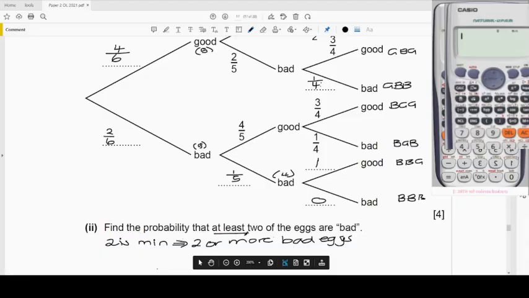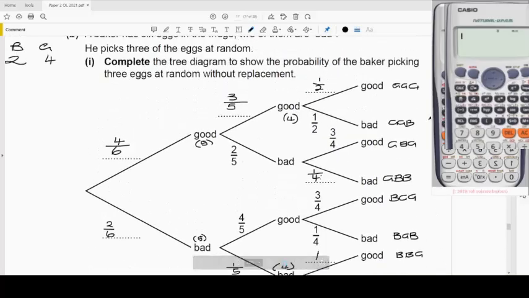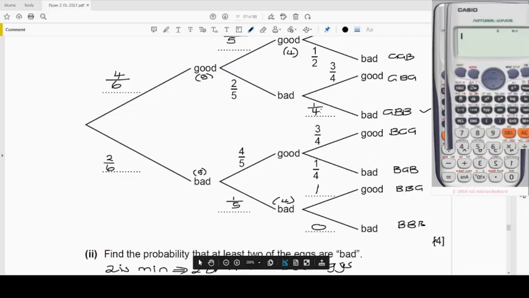Okay, so back to our question. We have to find the probability that at least 2 of the eggs are bad. Okay, so we want to look at all the scenarios where we have 2 bad eggs. So this first one, 3 good, not what we're looking for. 1 good, not what we're looking for. 1 bad, not what we're looking for. 1 bad, not what we're looking for. 2 bad, yes, this we're going to multiply the probabilities and then we'll add that to another one where we have 2 bad. So the next one here, bad, good, good, not what we're looking for. And this one, bad, good, bad, this has 2 bads, that's what we're looking for. This also has 2 bads. And then this one is also what we're looking for, even though the probability is equal to 0.